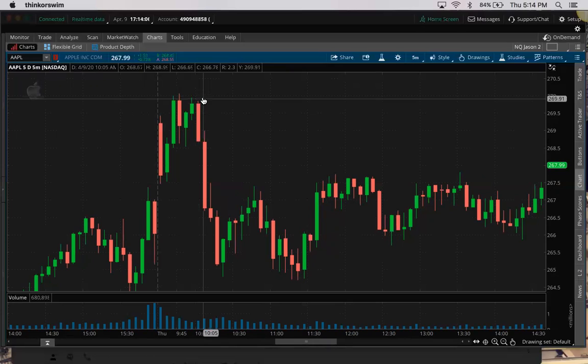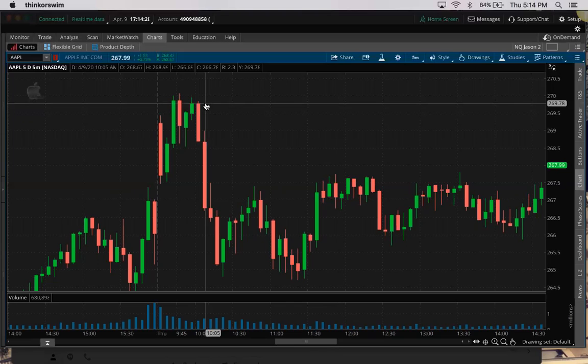It doesn't matter about the wicks, so don't worry about the wicks. It's just the body. And when those bodies form like that, obviously you would have to wait until the candle closed, because you can't make an assumption of where this candle is going to close until it actually finishes that 5 minutes. But once it does, then you would have an indication here that this is a tweezer top, and it is going to go lower.